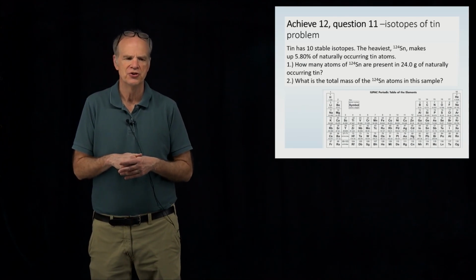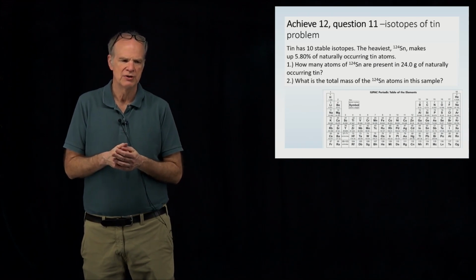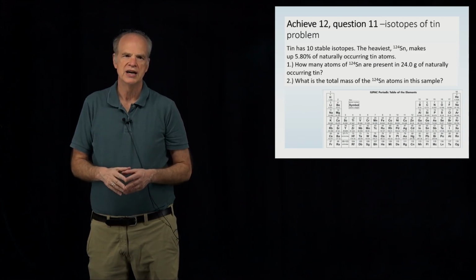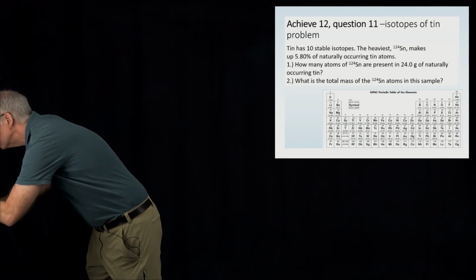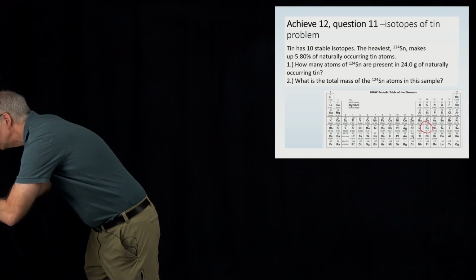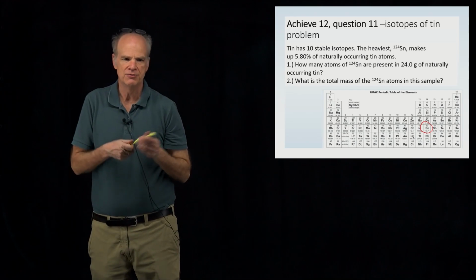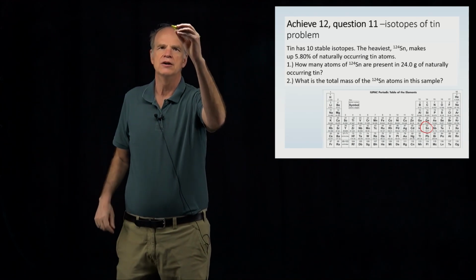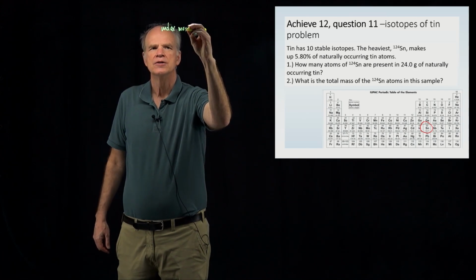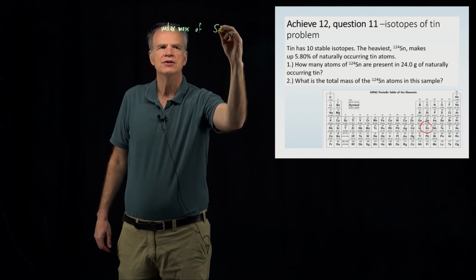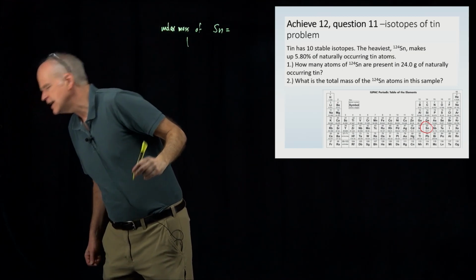So let me just do the first part. It says, how many atoms of 124Sn are present in 24 grams of naturally occurring tin? So one thing I need is the molar mass of tin, so let me grab that here. It is atomic number 50, and its molar mass is 118.71. So let me write that here. Molar mass of tin is going to be 118.71.